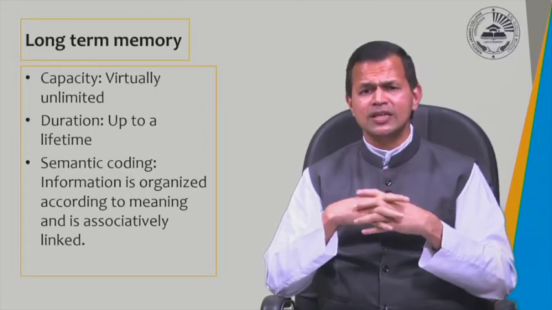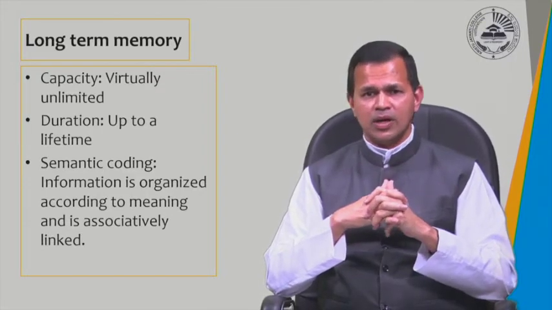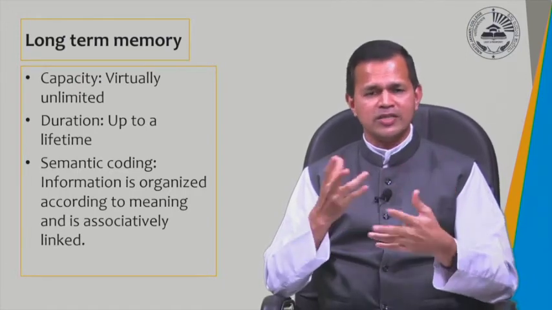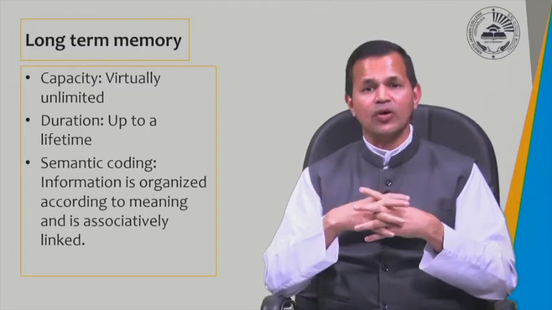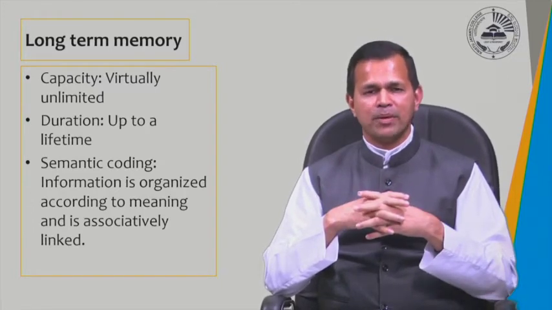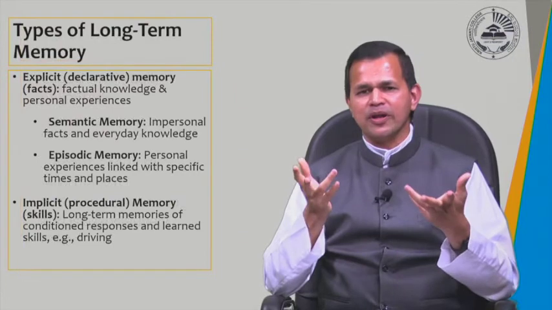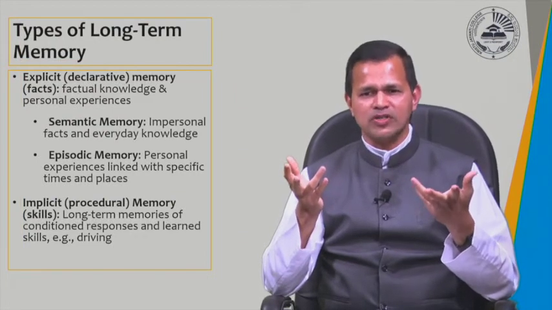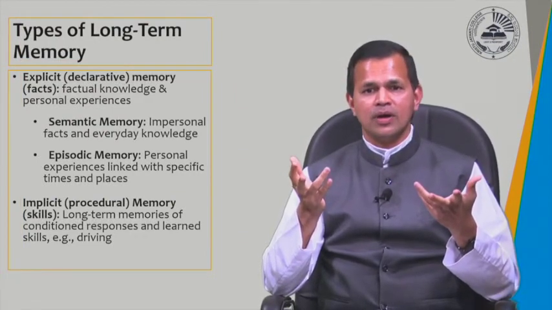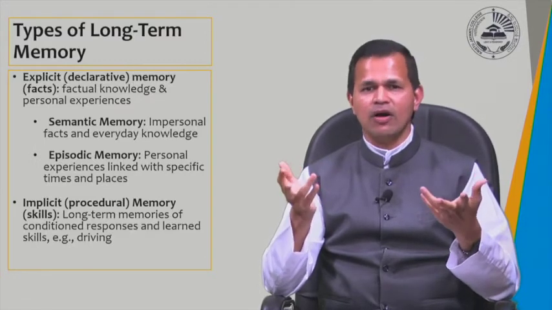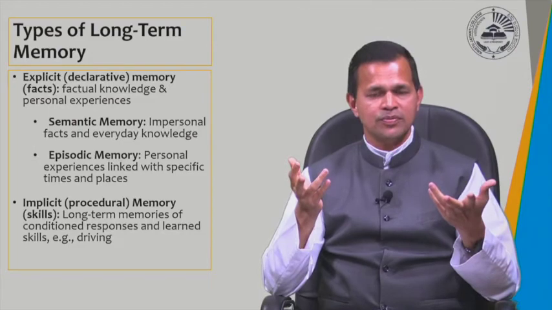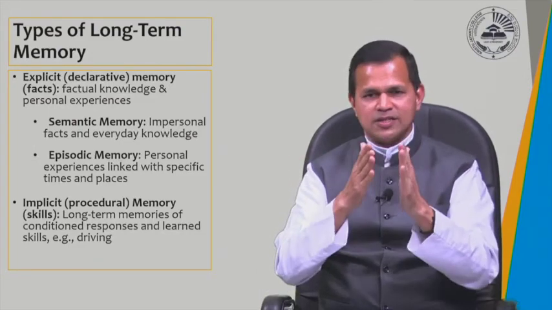Now let us look at the types of long-term memory. Long-term memory can be divided, as we mentioned previously, into various formats. One is called explicit or declarative memory. The word itself is, I believe, very explanatory. Declarative or explicit memory is remembering factual knowledge and personal experiences. It is talking about facts.